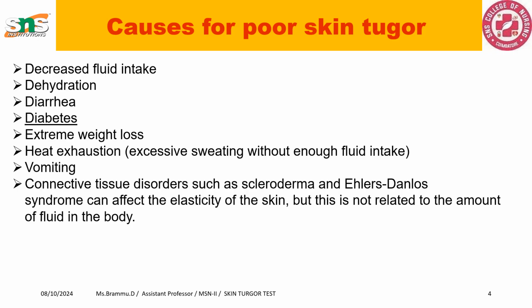What can be the possible causes for poor skin turgor? Yes, decreased fluid intake, severe dehydration, any fluid loss, might be due to diarrhea. In diabetes, they'll be having polyuria, and that's the reason the fluid can be lost. Extreme weight loss, like a patient on weight loss therapy who has suddenly gone from 100 kg to 45 kg within 3 months, those cases also can have poor skin turgor.